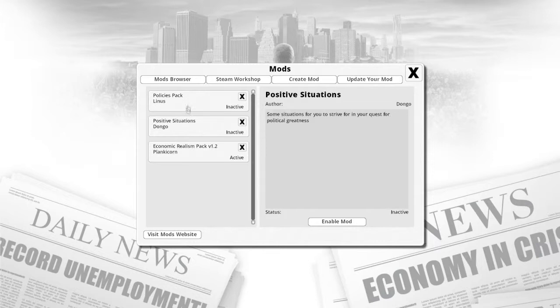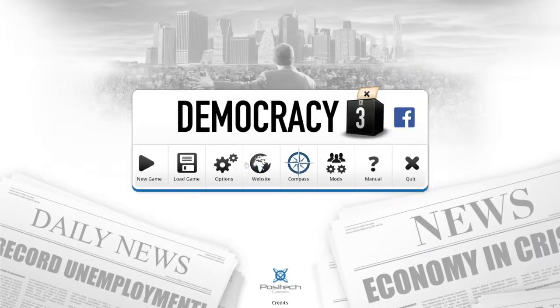By the way, I have these two mods installed. I haven't actually used them. I just installed them to look at the files. But this is the mod that I'm using. I made it, Economic Realism Pack version 1.2, because the first version and the second version had some balancing issues that I thought I should sort out.